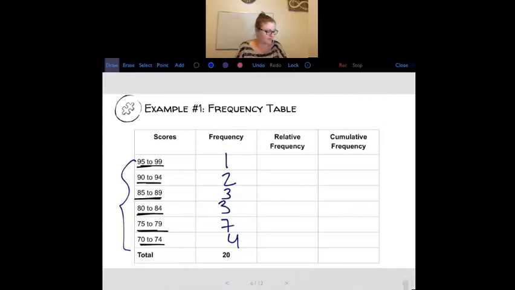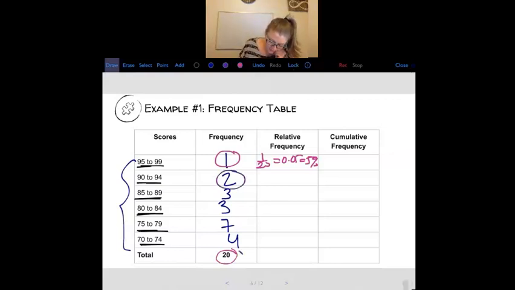That's the 5-point grouping. Now, in order to calculate relative frequency, we take the frequency of the category divided by the total. So the relative frequency would be 1 over 20. If you put that in your calculator, you would get 0.05, or as a percentage, it occurs 5% of the time. Okay, so I'm going to do relative frequency, and then we'll move on to cumulative frequency. Second one would be 2 over 20, which as a percentage comes to 10%. The next would be 3 over 20, which would be 15%.